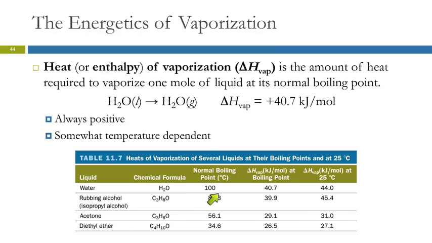So here we look at water. Heat of vaporization at the boiling point is 40.7. At 25 degrees Celsius, at room temperature, it's 44. A little bit higher, not much. And here we've got isopropyl alcohol, acetone, and diethyl ether, and we see their heats of vaporization are lower than water.